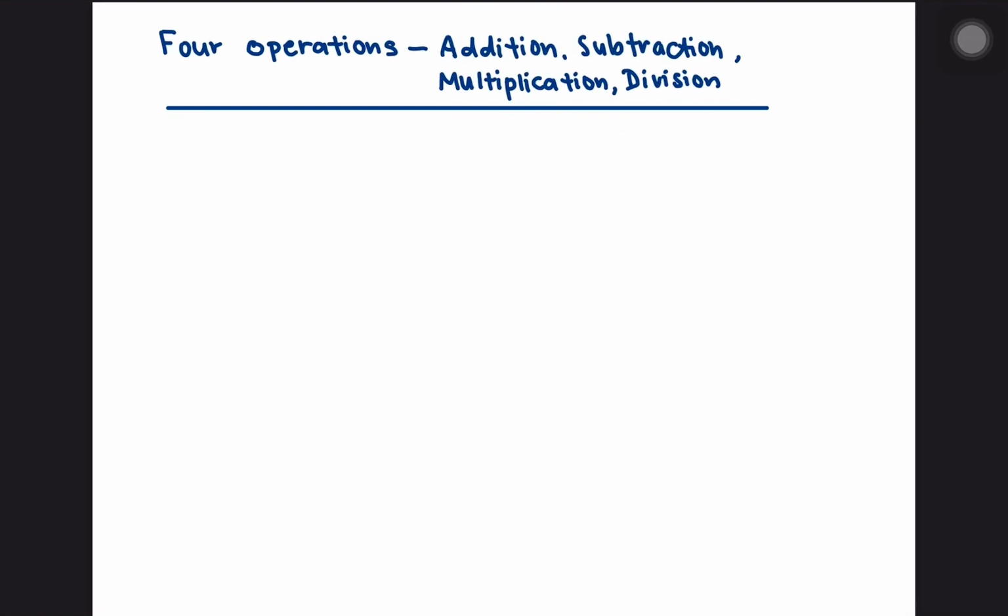Alright, today I'll be doing a video recap on the 4 operations algorithm. So on addition, subtraction, multiplication and division. It is also called the algorithm, or we can also call it the working. Alright, now I'll be doing addition first.